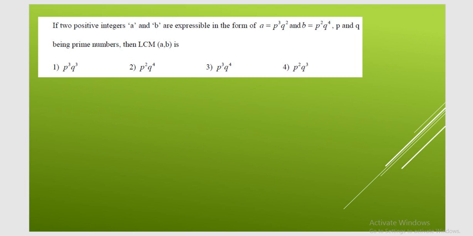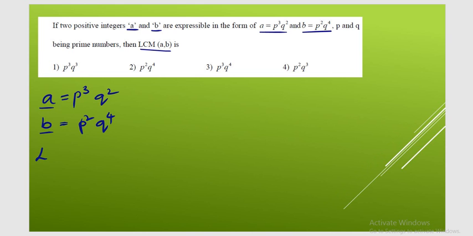Now let us see the first question. There are two positive integers a and b which are expressible as a is equal to p cube into q square and b is equal to p square into q power 4, where p and q are prime numbers. Then you need to find out the LCM of a comma b. If you observe this question, a and b are two composite numbers. By using the fundamental theorem of arithmetic, he has expressed them in terms of prime numbers, p cube into q square and p square into q power 4.